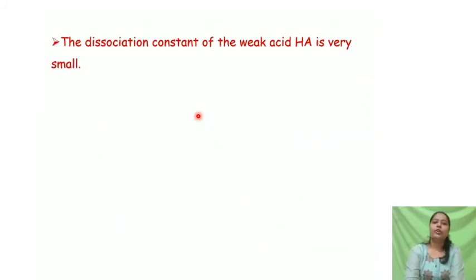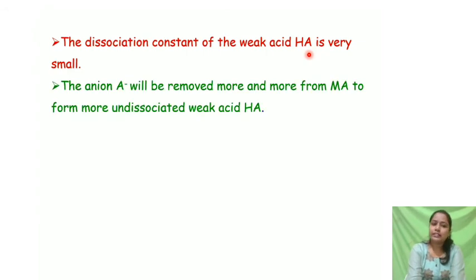So the observations are what? The dissociation constant of the weak acid HA is very small. The anions A- will be removed more and more from MA to form more undissociated weak acid HA.